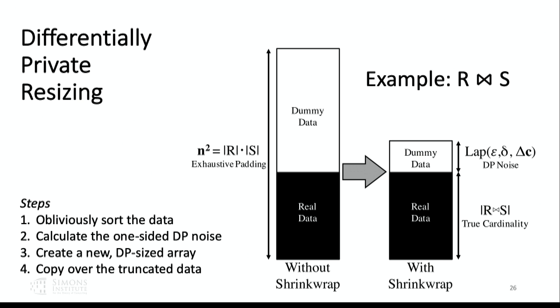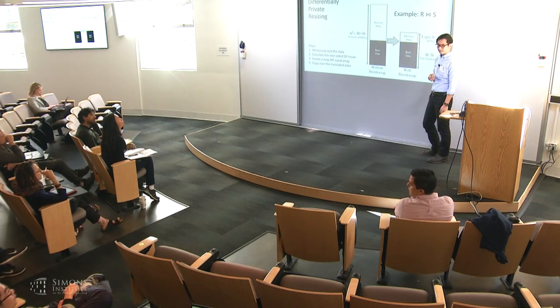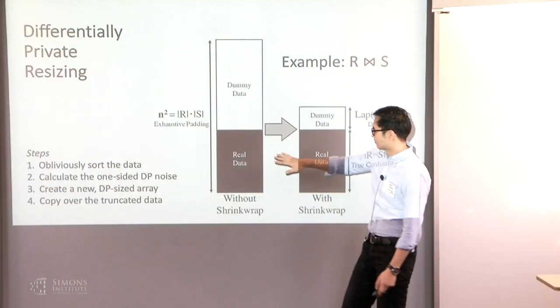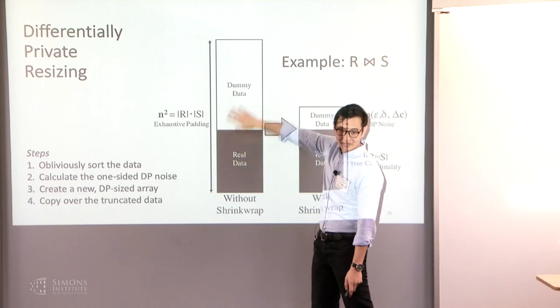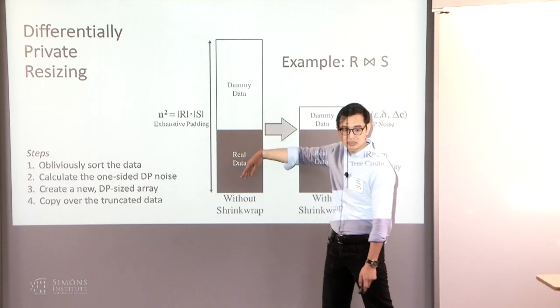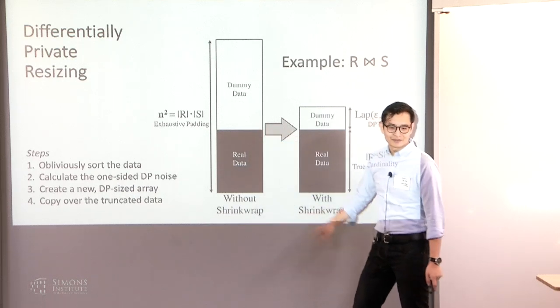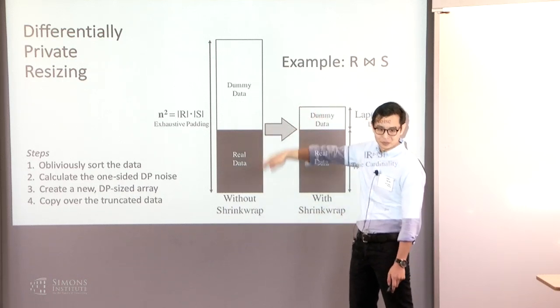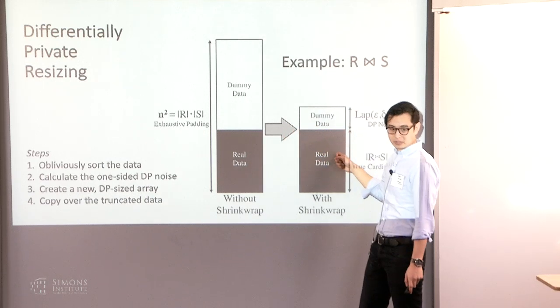Yes? Do you have to generate all of n squared first and then cut down, or can you just generate Laplace amounts? We'll have to do all the n squared first, for a couple of reasons. One is that it's not nice and neat like this; it's all dispersed initially. So that's kind of mean, and we can't do that right away. We have to actually execute it first, and then we decrease it.